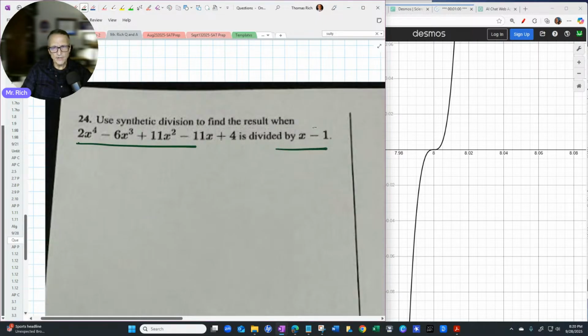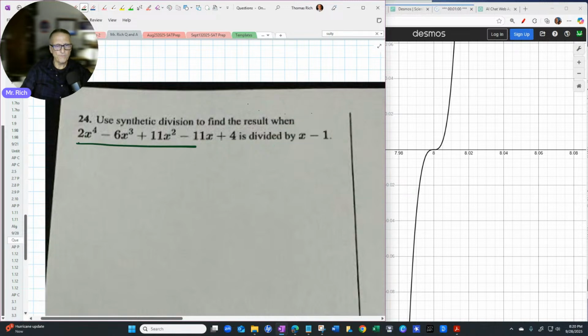Using synthetic division is something that we do when the divisor is a linear divisor and it has a leading coefficient of 1. I do not recommend doing synthetic division when you have something like 2x plus 3. I would go back and do long division. But when it's a linear divisor with a coefficient of 1, synthetic division is great.